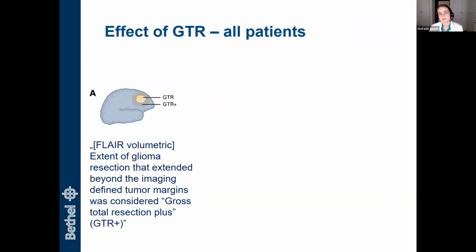They also looked at the effect of gross total resection. For this, they pooled all patients, both of the development and validation cohort, and defined gross total resection if the volume of resection of the FLAIR hyperintensity after the resection was 0, and they defined gross total resection plus a supramaximal resection if the extent of resection extended beyond the FLAIR hyperintense tumor margins.